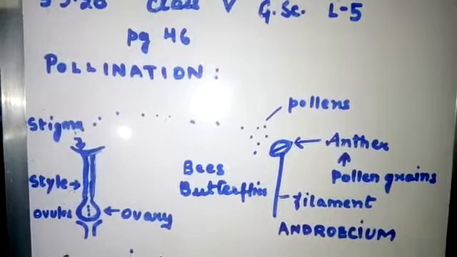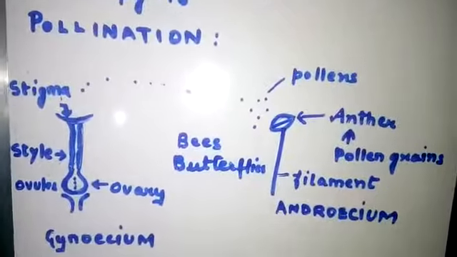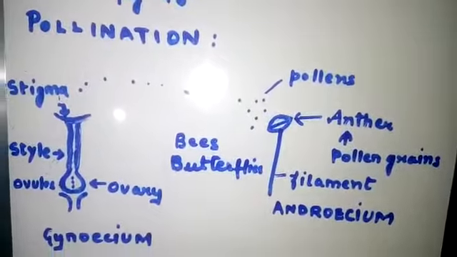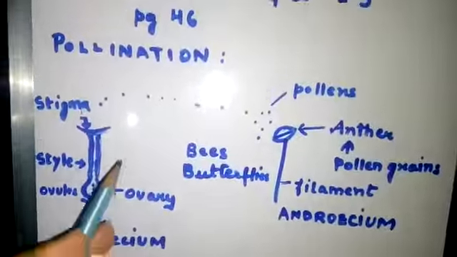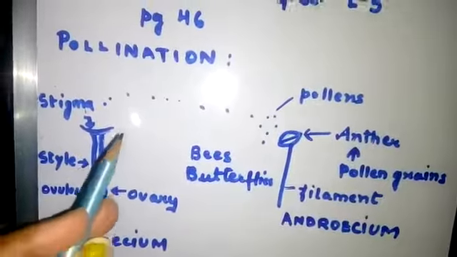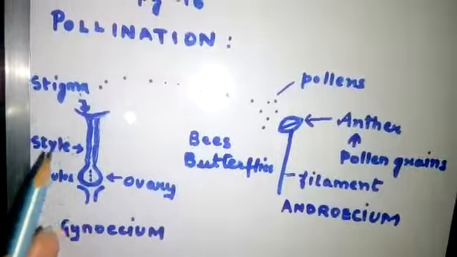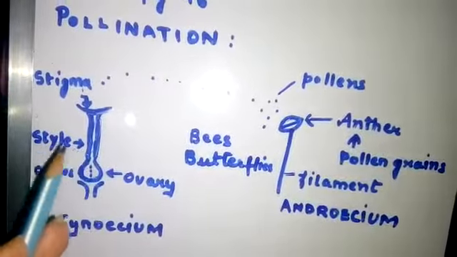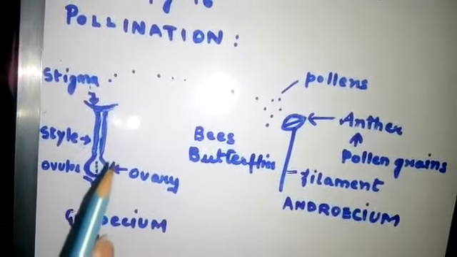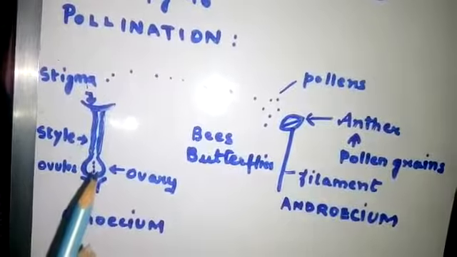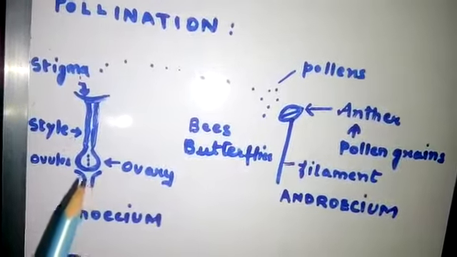Let us study pollination in detail, how it happens. Now we have the gynoecium. What is the part of the gynoecium? Pistil or carpel. Now what are the parts of a carpel? It is the stigma, which is very sticky. Then it is the style. Then comes the swollen ovary. Now inside the ovary are ovules. Okay, so this is the structure of a carpel.